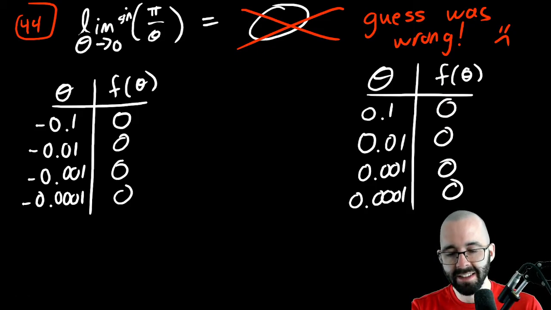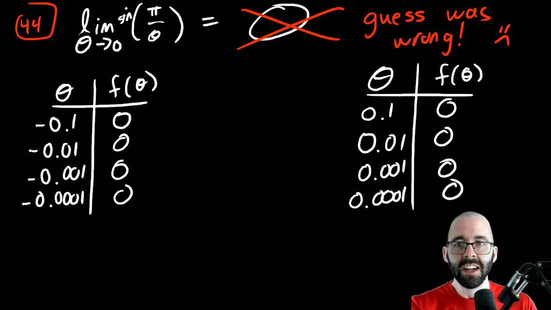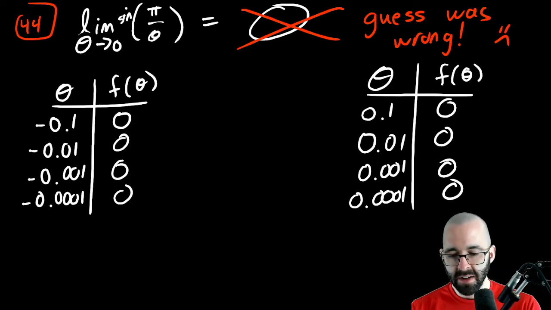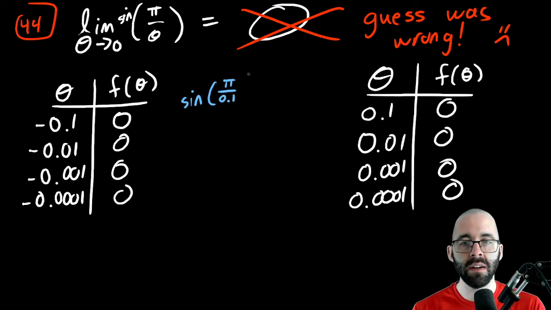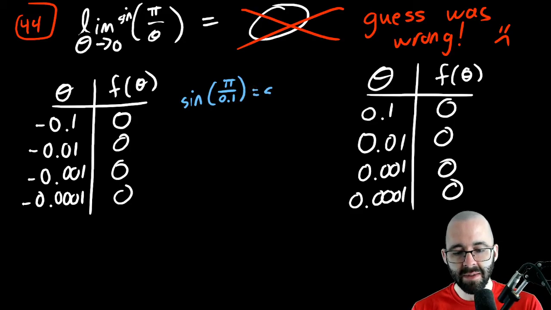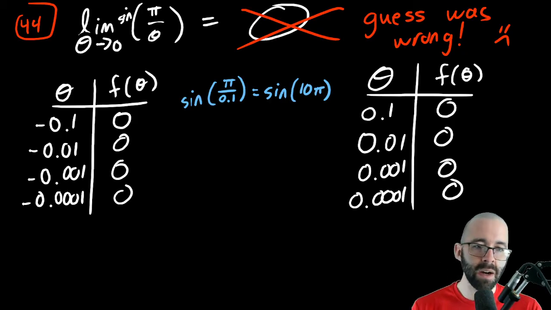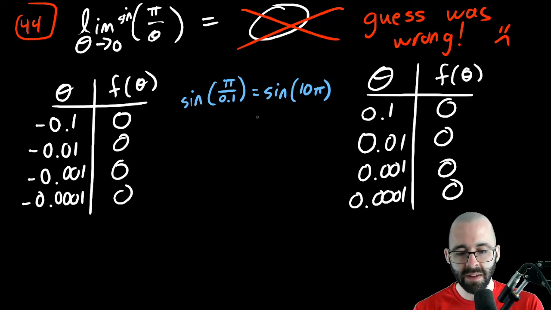We're looking at the sine of this. Let's look at our function and what's happening. Remember your trig. Let's do these algebraically. What's the sine of pi divided by 0.1? Well, dividing by 1/10 is the same as multiplying by 10. This is the sine of 10 pi. Sine is periodic with a period of 2 pi. Sine of 10 pi is the same as sine of 8 pi, which is actually the same as the sine of 0, and it is equal to 0.